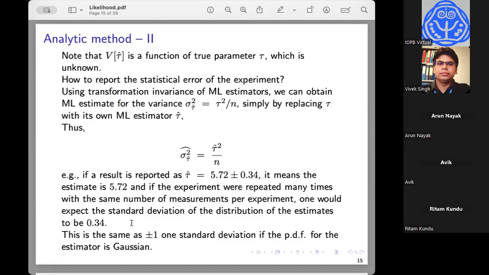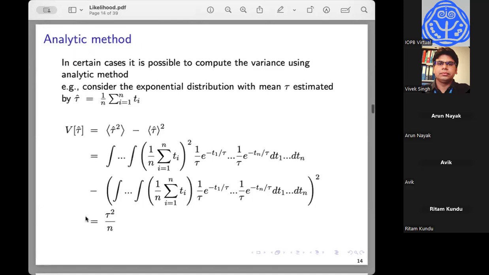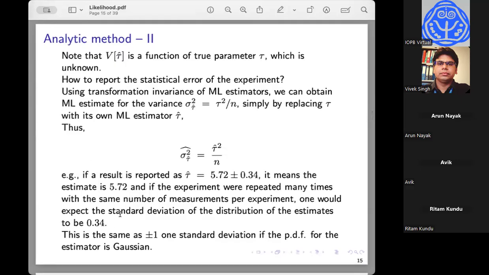Now you can note that this variance is a function of the parameter tau, which is not known. So how do we report the error? Here, from this analytic method, we got tau squared by n, but tau is not actually known. That's the true value. Okay. So how do we actually report it?